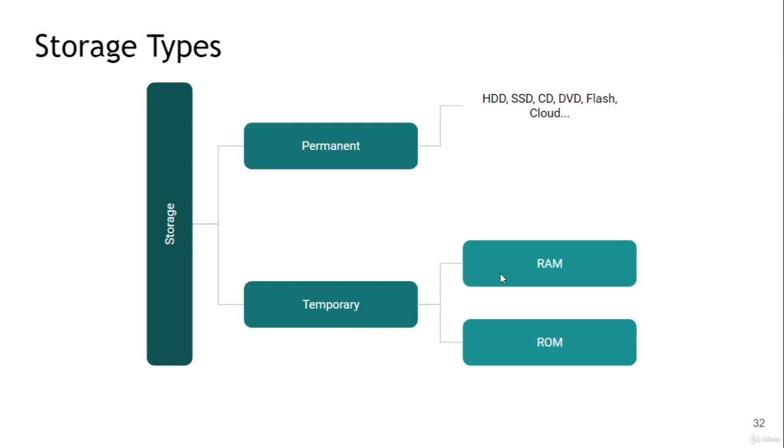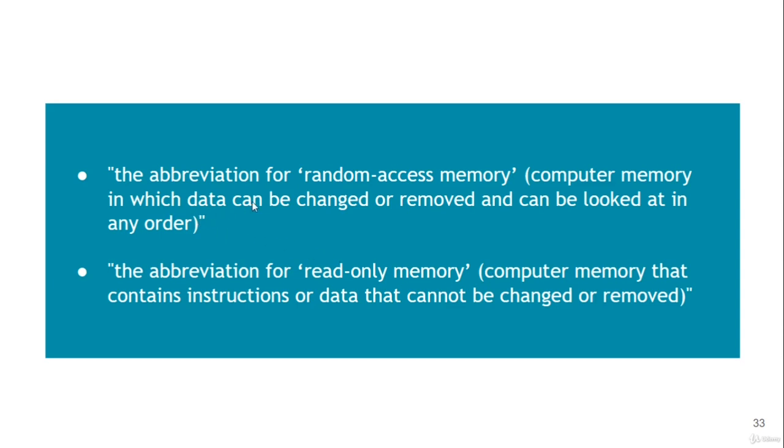And temporary storage is divided in two parts, RAM and ROM. RAM comes from random access memory. It's temporary. Whenever you turn off your computer, the data is not there. Whenever you do something with the computer, the data is there. RAM is computer memory in which data can be changed or removed and can be looked at in any order. That's called random access memory, or RAM. It's temporary storage, and whenever you turn off your computer, all the data is gone. So that's it.